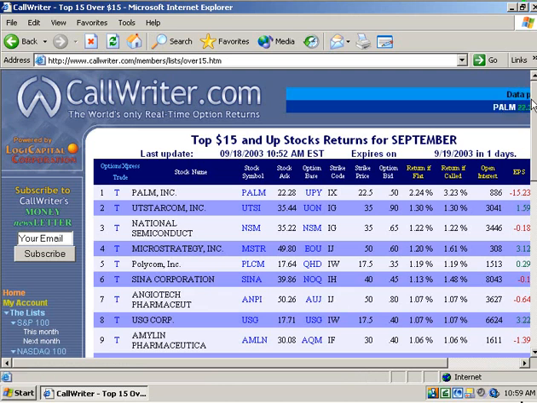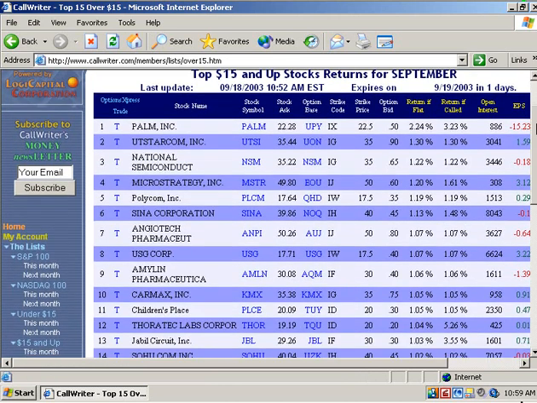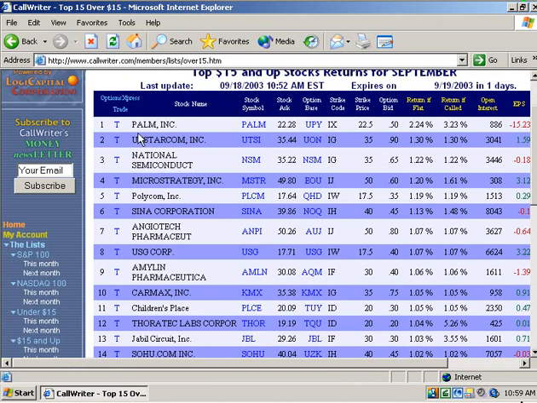What you see here is a list of positions, and we're going to go to each position and run it through a series of tests. The first test we're going to run through is called the chart test. And we definitely want the stock to be going in an upward trend.